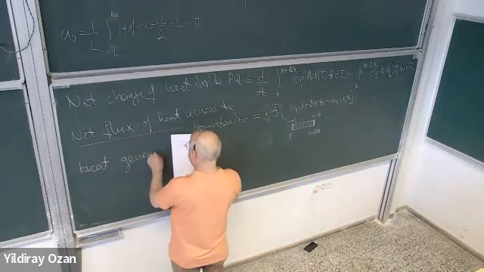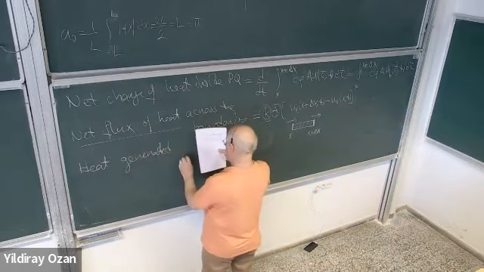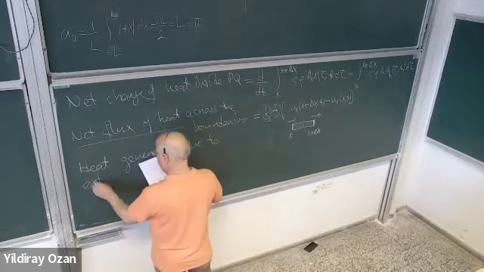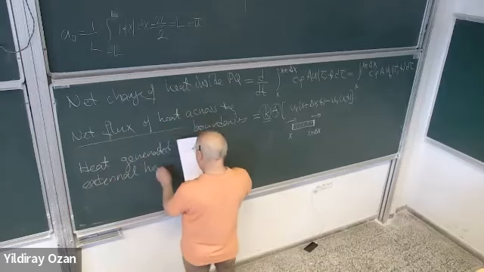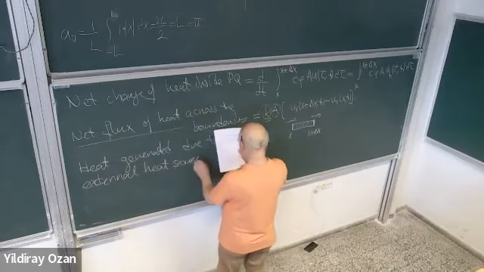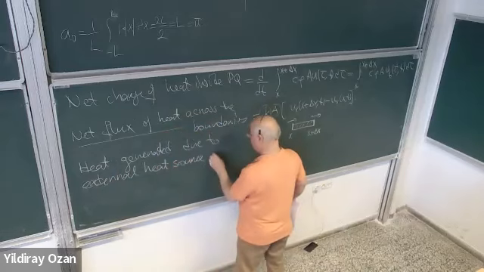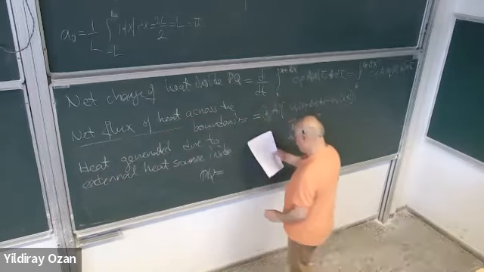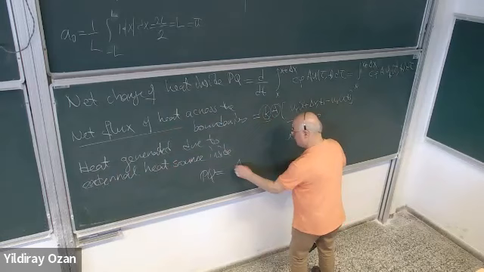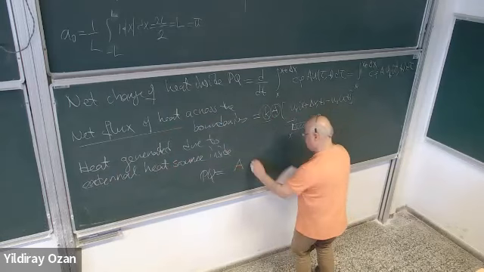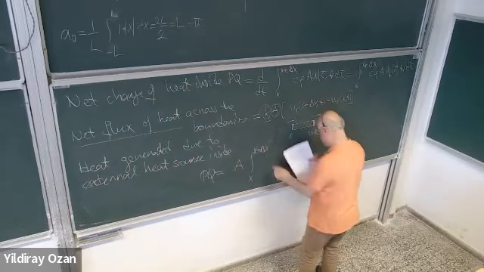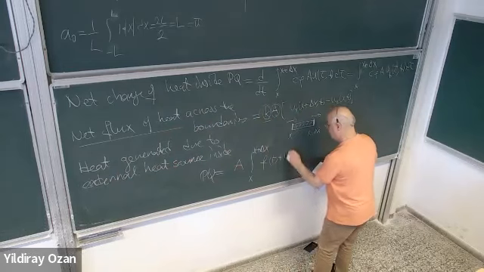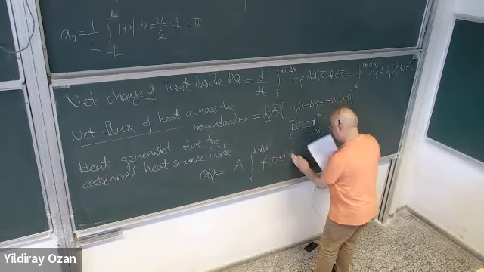Heat generated due to external heat source inside PQ. And what is this? This will be just A times the integral from x to x plus delta x of f(tau, t) d tau, sorry.